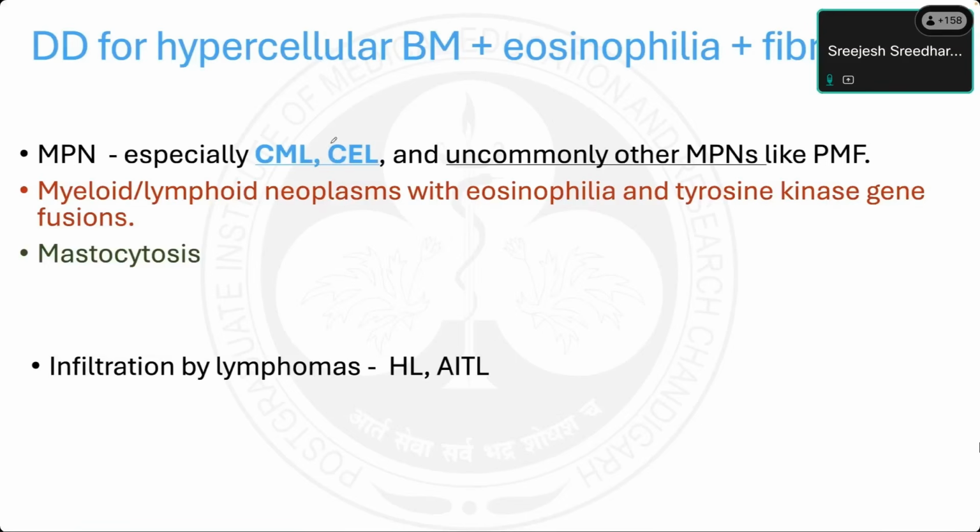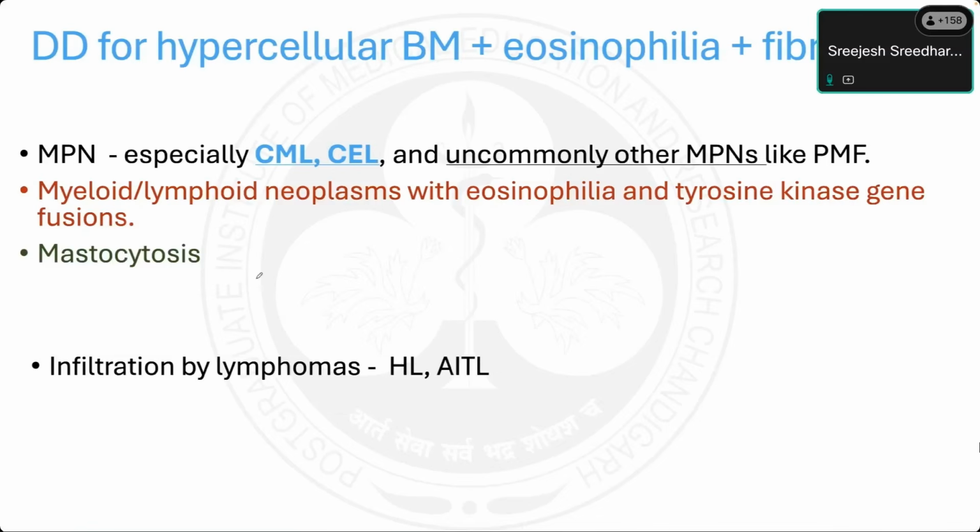Second is chronic eosinophilic leukemia, and other uncommon MPNs like MPMF, but PMF typically, in the majority of cases, does not show this kind of eosinophilia. The next important group of neoplasms are the myeloid/lymphoid neoplasms with eosinophilia and tyrosine kinase gene fusions. Okay, so you know about that. These are the myeloid lymphoid neoplasms with the PDGFRB, FGFR1, JAK2 rearrangements. Basically, they are tyrosine kinase domain fusions.